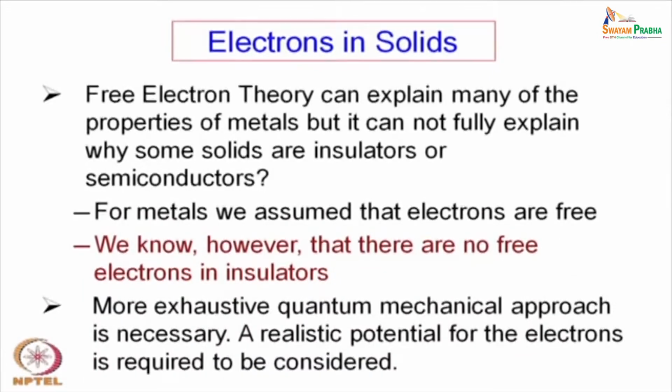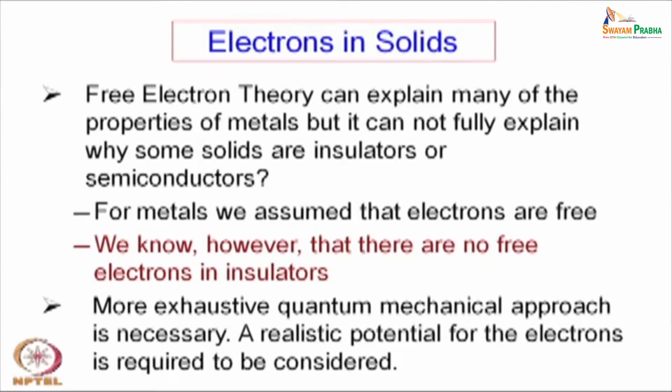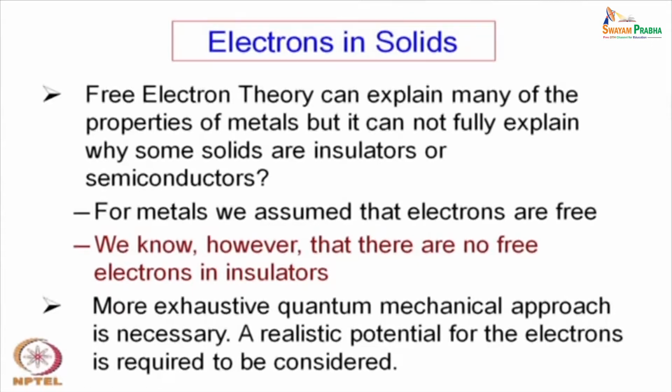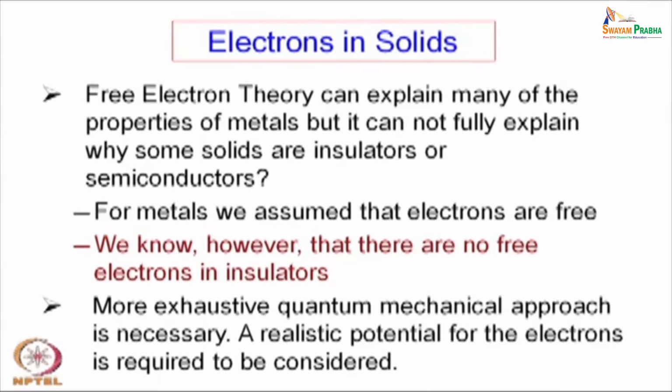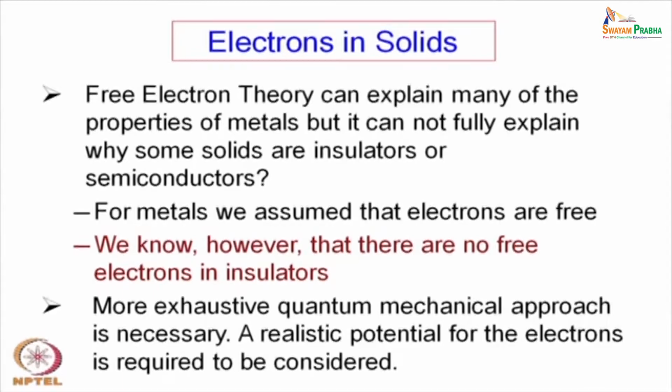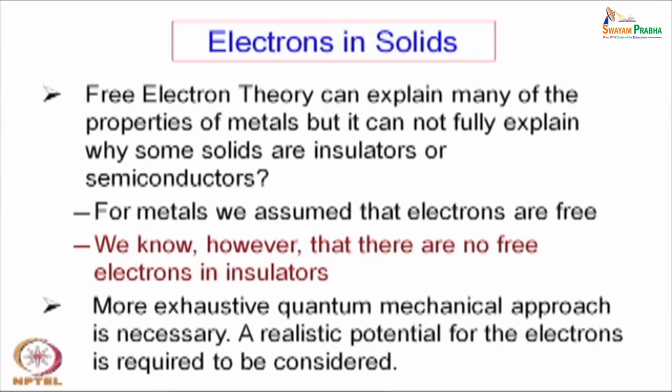So, once again we are talking about the electrons, free electrons, because those are the major charge carriers here. So, the free electron theory can explain many of the properties of metals, but it cannot fully explain why some solids are insulators or semiconductors. Well, for conductors it is okay, but the behavior of the semiconductors and insulators is quite different, and one major difference, in addition to their level of conductivity, the absolute value of resistance or conductance, is that their temperature dependence is completely opposite to that of metals.